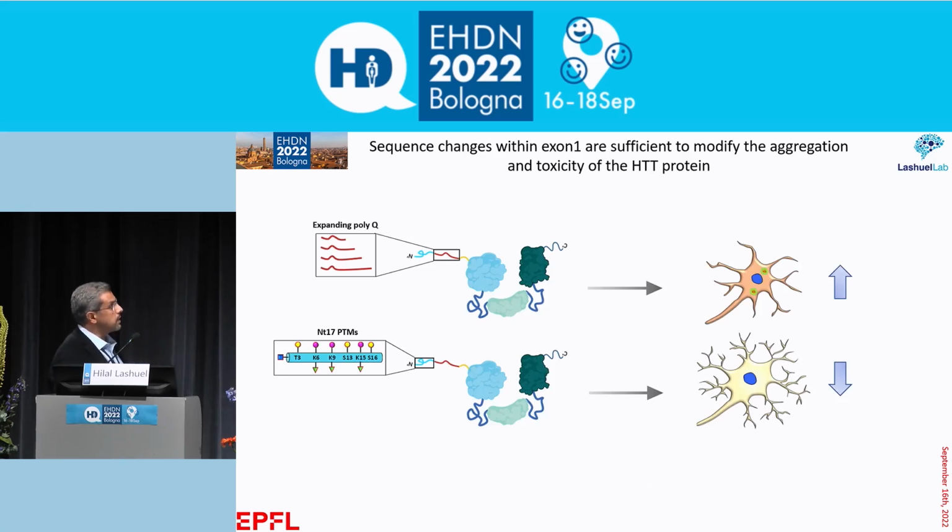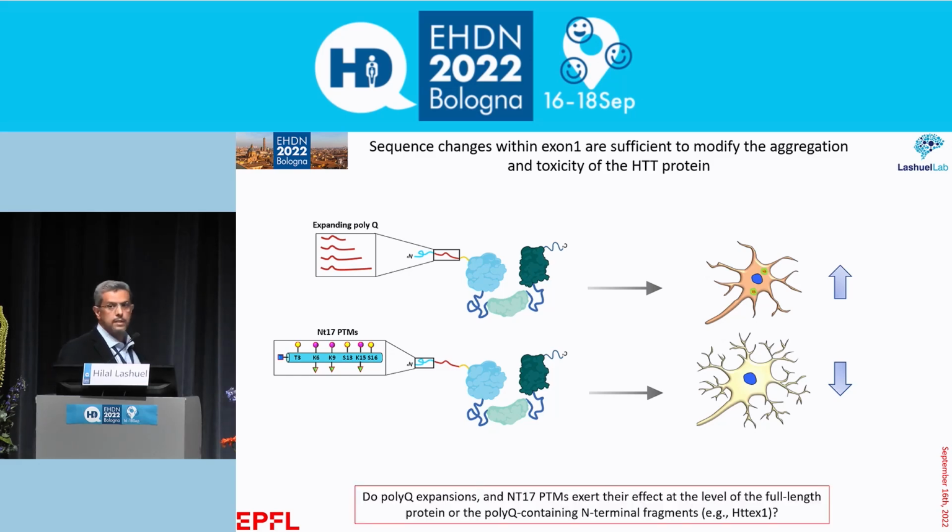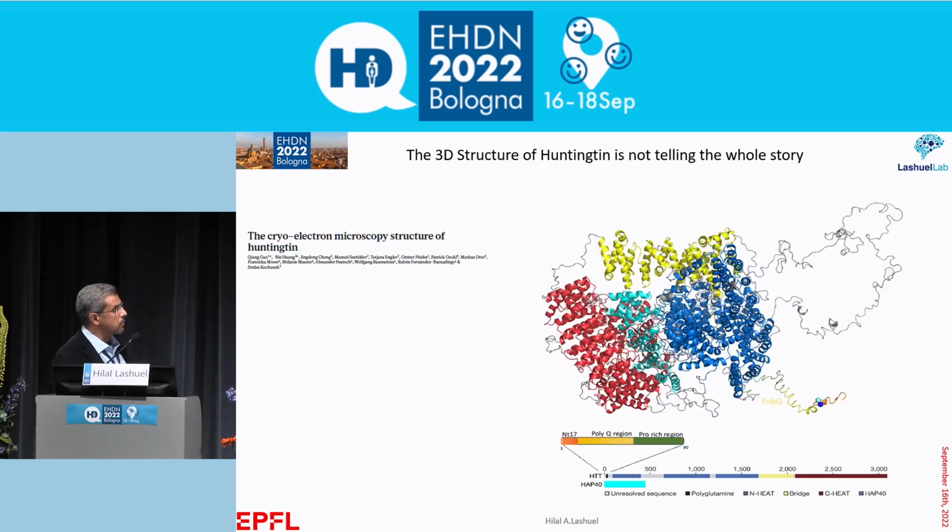So we know from studies from many of the people in many labs that are represented here that small changes in the sequence of Huntington within exon 1, either in the polyQ domain or the N17 region, in the form of the length of the polyQ repeat or the specific PTM, significantly modify the aggregation and toxicity of Huntington in animal and cellular models of Huntington disease. What we don't know is whether the effect of these sequence changes is actually mediated by their effect on the full-length protein or on a fragment of the Huntington protein. And this is a hypothesis we sought to test.